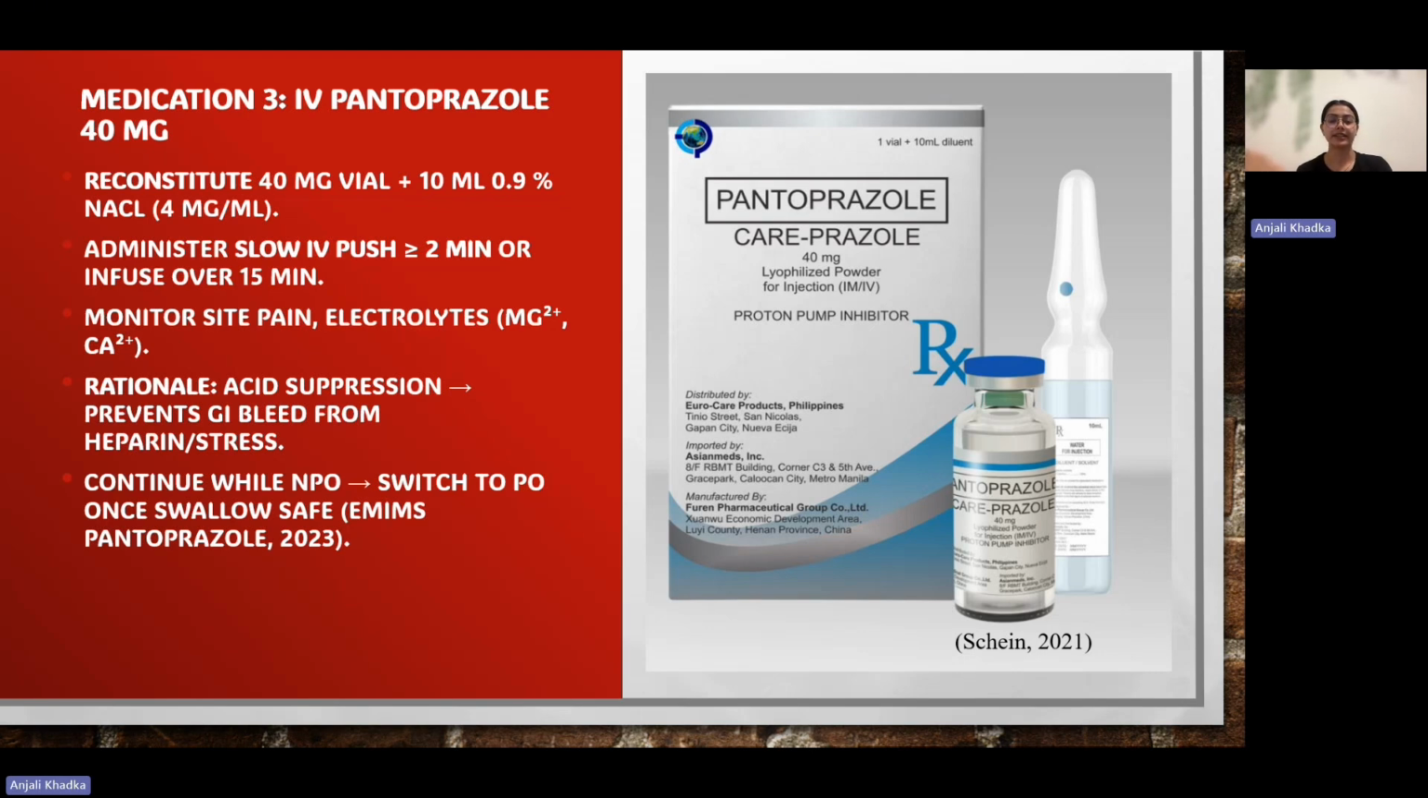Rationale. Pantoprazole inhibits hydrogen ion/potassium ion ATPase in gastric parietal cells, reducing acid secretion and preventing mucosal injury. Once Mrs. Manalo can swallow safely, it can be switched to oral administration. Why is gastric protection so important in anticoagulant patients? Because even minor bleeding can become life-threatening in patients on anticoagulant medications.